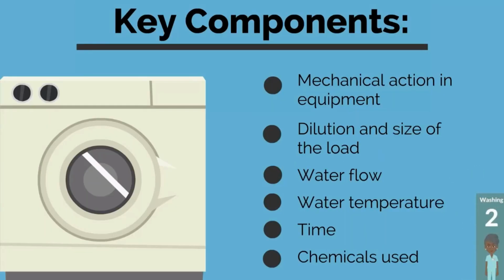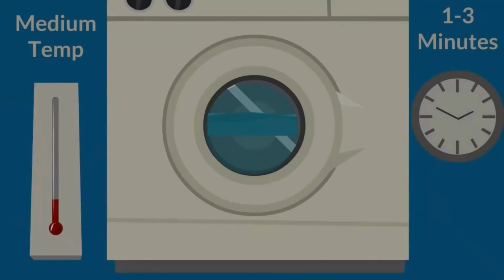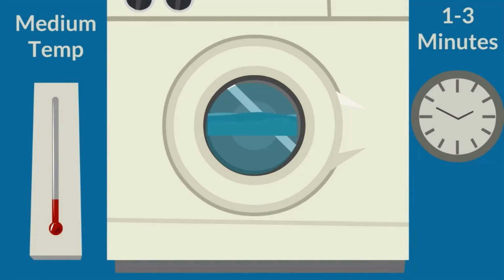If any of these components fail to occur properly, it will have an effect on the quality of the laundry process. These 6 components include mechanical action in the equipment, dilution and size of the load, water flow, water temperature, time, and chemicals used. 6-step wash process. The first step in the wash process is the flush, in which the items are flushed with a high water level at medium temperature for 1 to 3 minutes.